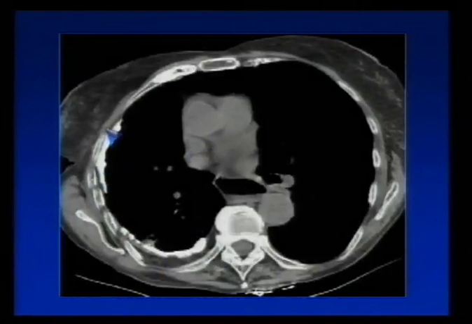And this is the CT scan appearance. Look at the extensive unilateral calcification. This lung is smaller than the left.